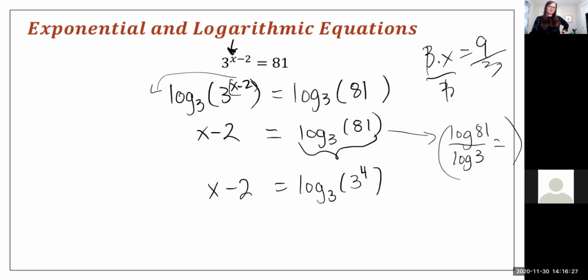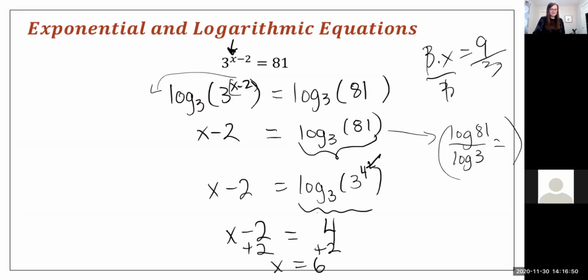But in this case, we do actually have this here. The 4 can come down. Log base 3 of 3 is 1, right? So it's asking 3 to the power of what is 3 to the power of 4? That's a 4. And so then I can deduce what x is, adding 2 to both sides. 6. We always want to try it back because sometimes you have things going wonky as well.